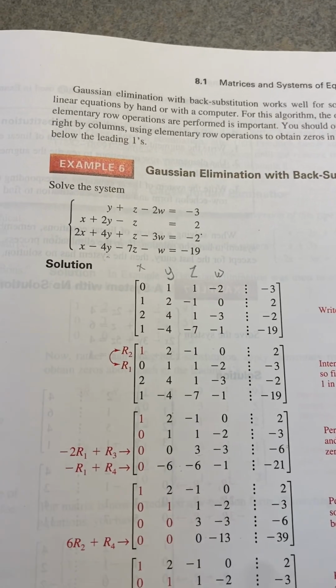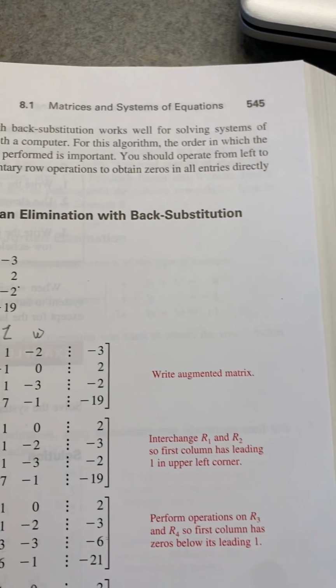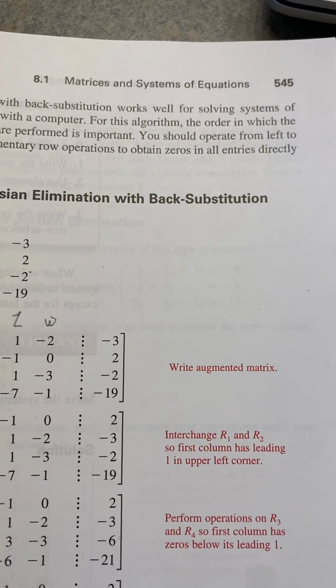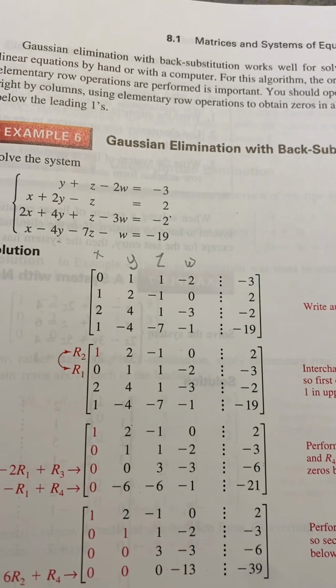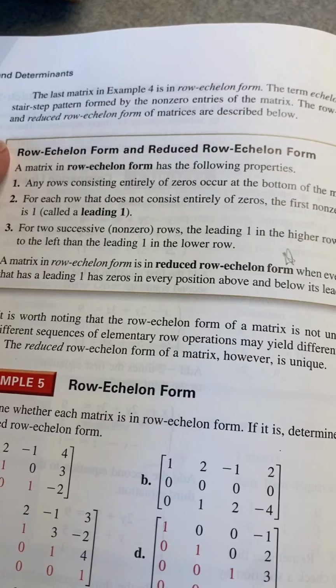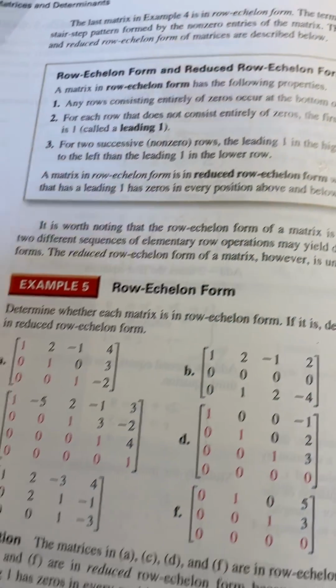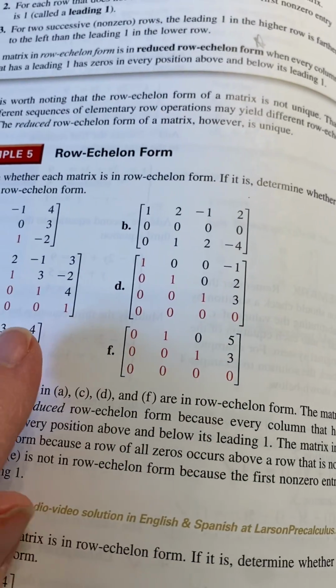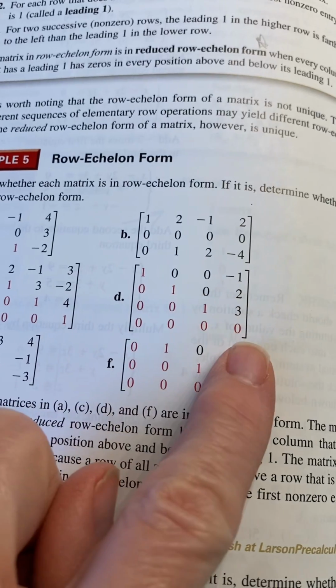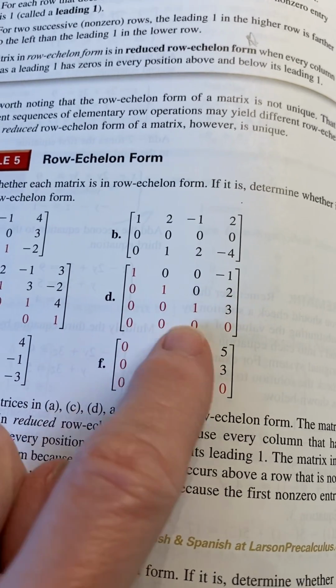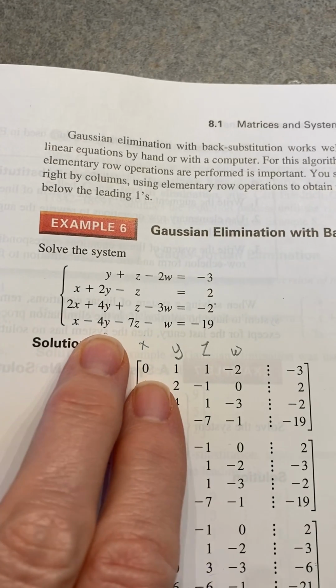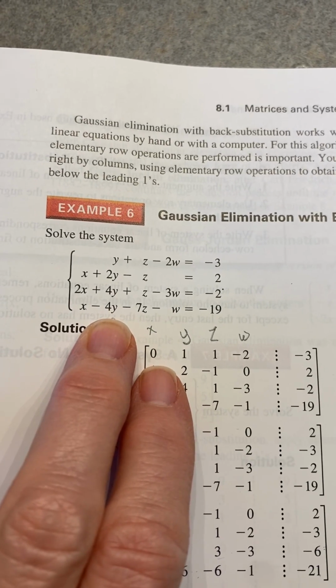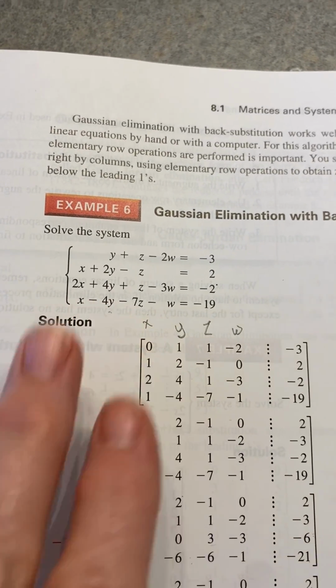All right, let's walk through example 6 on page 545. Remember that our goal is to get the matrix in row echelon form, which means that we want ones down the diagonal and zeros under that. Okay, so here is a system of 4 equations with 4 unknowns.